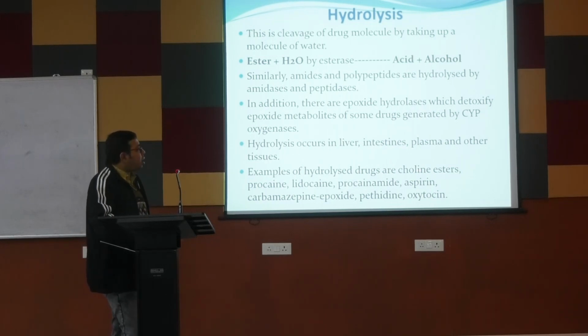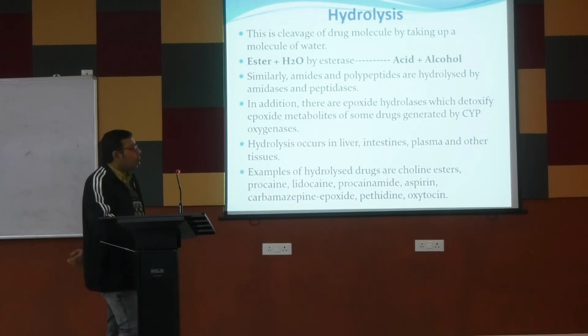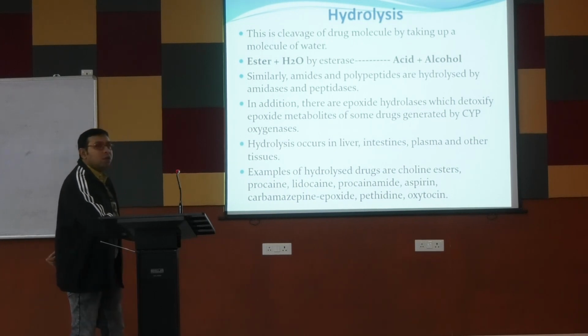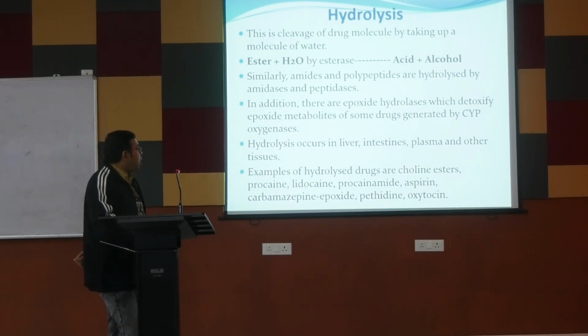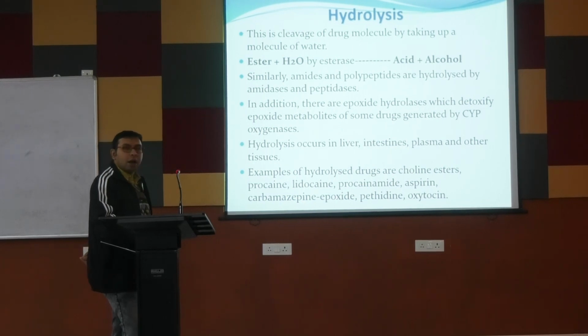Examples of hydrolysis are drugs like cholinesterase substrates, procaine, lidocaine. These are local anesthetics. Procainamide is an antiarrhythmic drug. Aspirin is used as an NSAID as well as a low-dose antiplatelet drug. Carbamazepine epoxide, pethidine, oxytocin, etc. Oxytocin is a hormonal drug. Pethidine is used as an analgesic. Carbamazepine is used as a CNS drug.